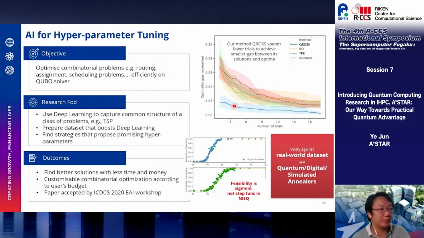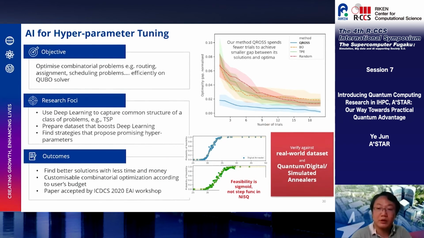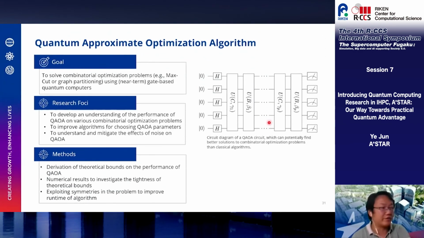And we also attempted to apply AI for hyperparameter tuning in order to squeeze more from the quantum devices. So here are some examples showing that we are able to use ML to achieve better results for the real-world data set. Then we are also developing the QAOA type of algorithms, and here are some of the recent efforts, but I will not go into the details due to the time constraint.